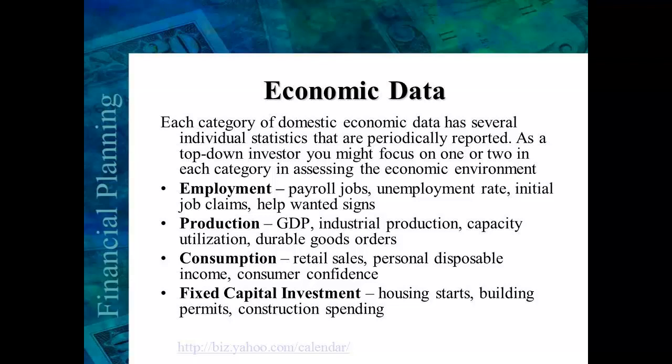Employment statistics include payroll jobs, unemployment rate, initial job claims, and help wanted signs. Production: GDP, industrial production, capacity utilization, durable goods orders. Consumption: retail sales, personal disposable income, and consumer confidence. And fixed capital investment: housing starts, building permits, and construction spending.